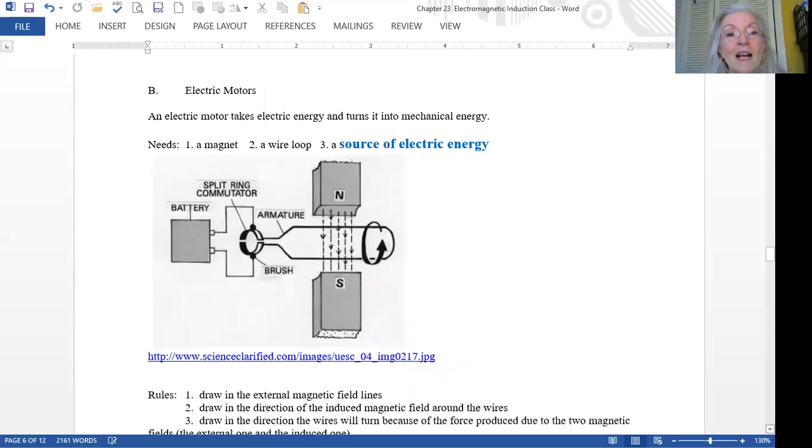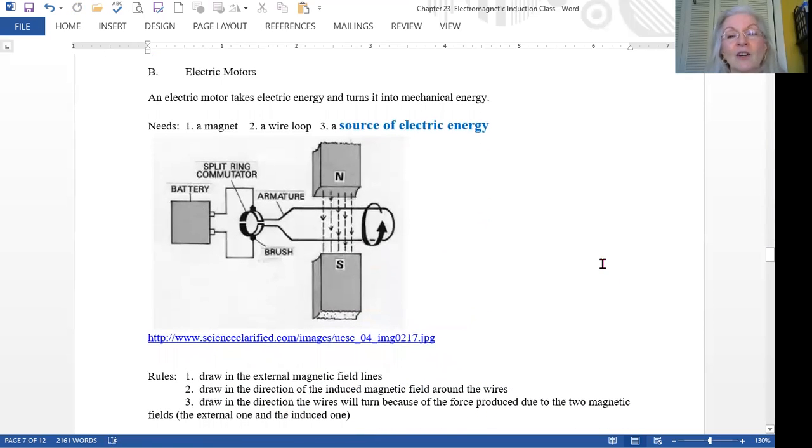Let's look at electric motors. They are a little easier. They're very similar to generators, but there's a distinct difference. So they need a magnet, just like the generators. They need a wire loop, just like the generators. But instead of a source of mechanical energy, they need a source of electrical energy.